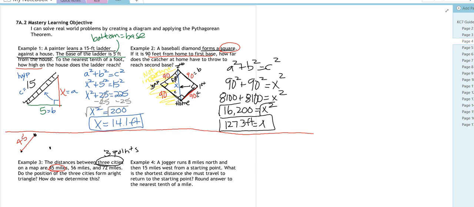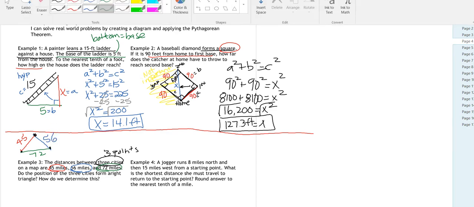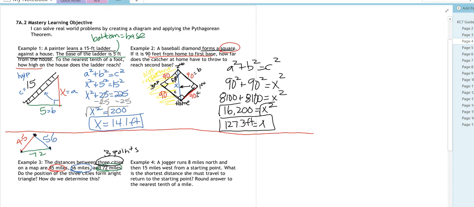And then from the next city, this is 56. And then from the next city, this is 72. Oh, I never even labeled the 56. Now, what you're thinking is, well, how do you know which one is the right angle? The way that you know which one is the hypotenuse is whichever value of the side is the biggest side. So when we finish reading this, it says, do the positions of the 3 cities form a right triangle.